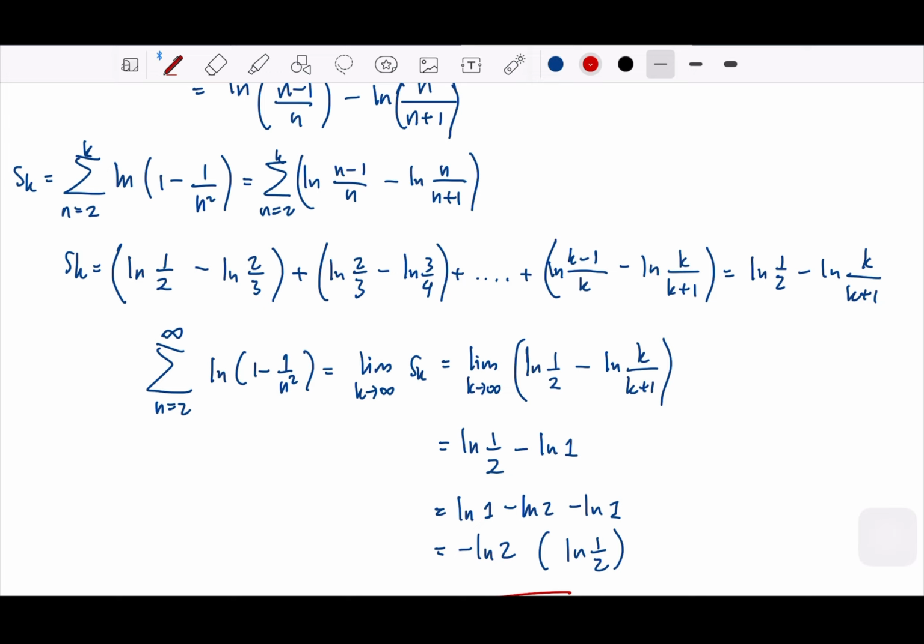Okay. Any questions? Yeah, this is, I think, quite complicated. When I was giving this question in the classroom, I think only 2 students got it correct.